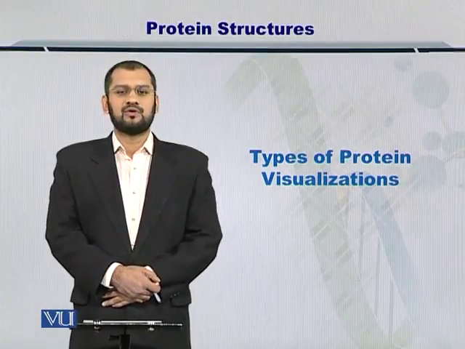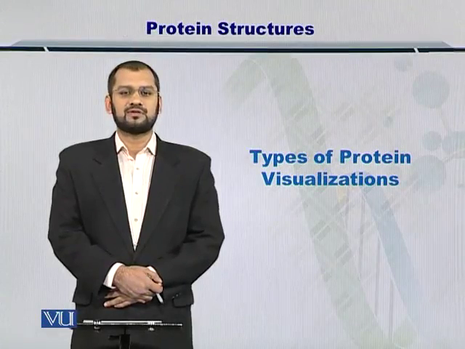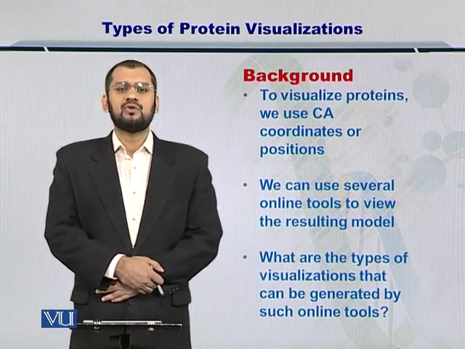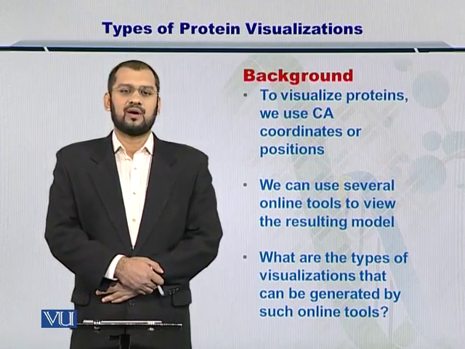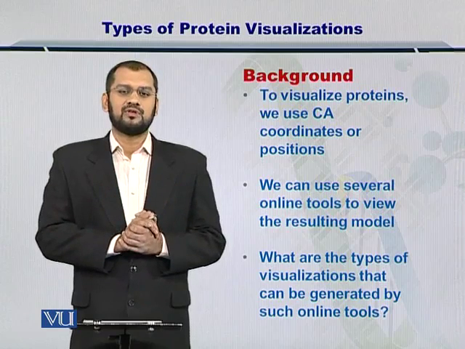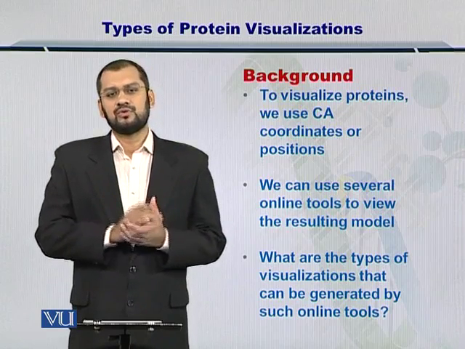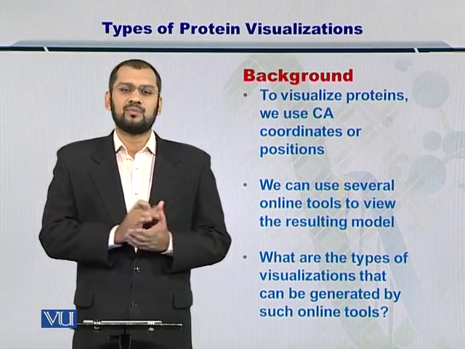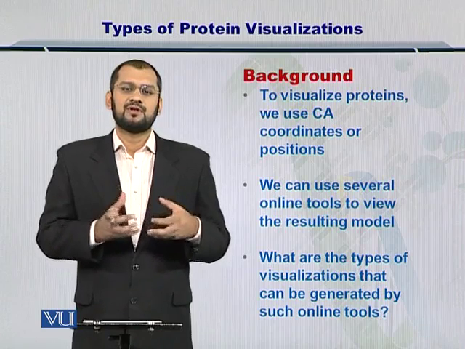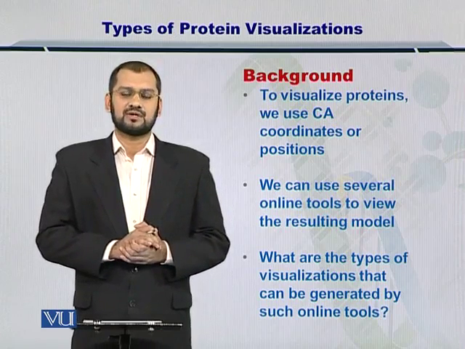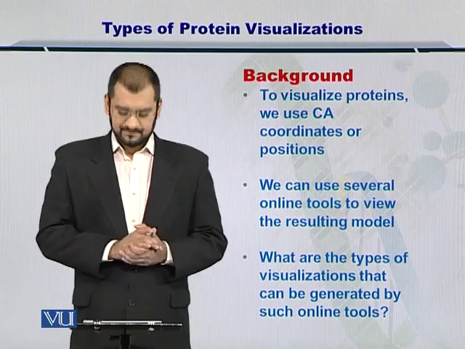Dear students, in this module, I'm going to talk about the types of protein structure visualization techniques that are employed by the online tools. You know that alpha carbons and their X, Y, and Z coordinates are read off from the PDB and are employed in the protein structure visualization. You also know that there are multiple online tools available which you can use to view the protein structure. So what are the different techniques that are used by each of these online tools to construct the protein structure? This is the focus of this module.